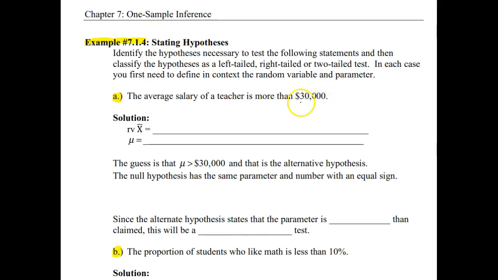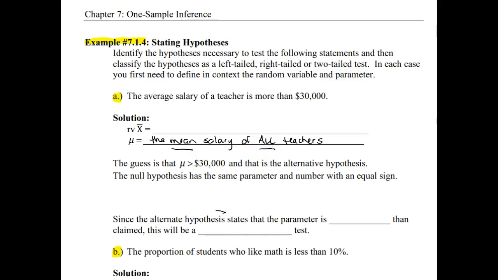So in here we're looking at money, which is quantitative, and we're talking about averages or means. So that means our random variable is going to be x bar, and our parameter will be mu. Mu is going to be the mean salary of all teachers. Again, remember mu stands for the population mean, so we need the word mean in there, and population, all.